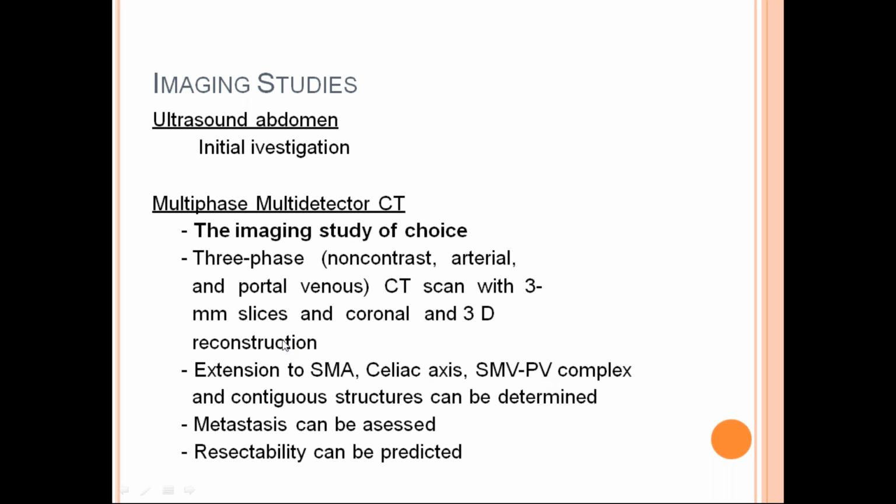Next, what are the other things? CT is used for staging, obviously. Apart from the tumor and its involvement, T staging will be finished. You have to see the nodal staging, how many lymph nodes are involved. Next, we have to assess for metastasis. Depending on all this, resectability will be predicted.